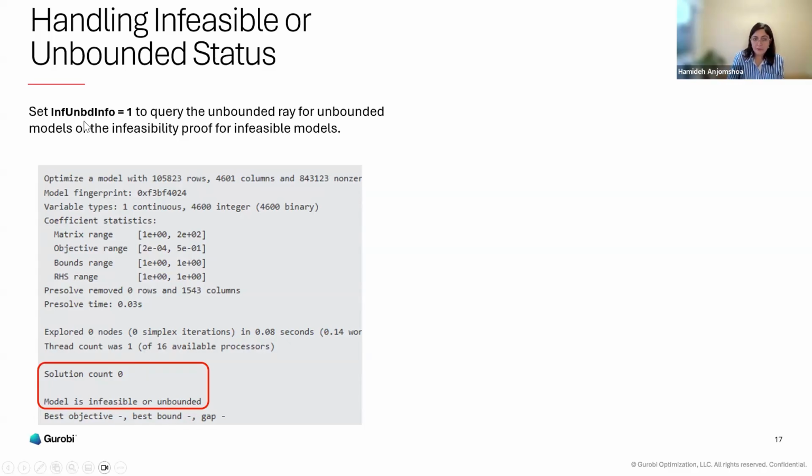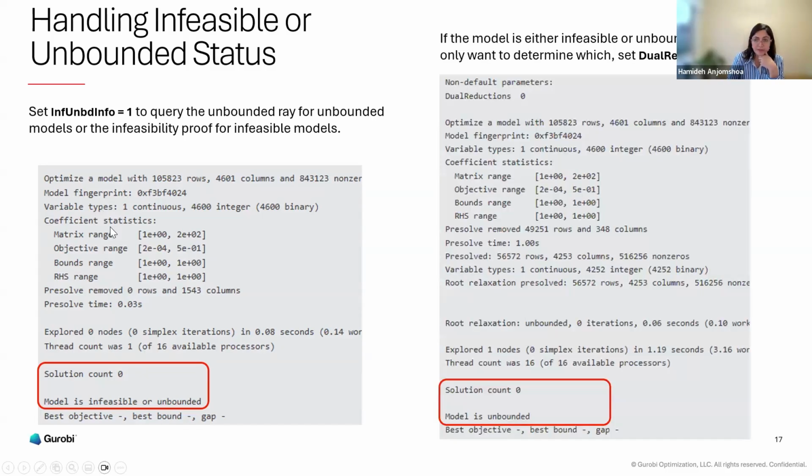Either you can use the InfUnbdInfo parameter equals 1, but bear in mind it might be computationally expensive if you set it to 1. If you don't want that, the other option you can consider, if you say, I don't want more information, I just need to know which one it is, is dual reductions. This is one useful parameter in Gurobi. You can set it equal to 0, and then it will tell you exactly which one your model is: infeasible or unbounded.